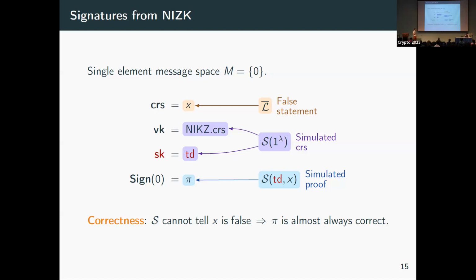Assuming the NISIC is sound and correct, you can show that this is a correct and unforgeable signature. You actually need something more. The hard subset membership problem is important here because the simulator is only guaranteed to work on correct statements and not on false statements. So it's important that you cannot distinguish whether x is false or not, so it will always give you a correct proof. That is a minor detail, but that aside, this gives you an unforgeable signature that is also almost always correct.